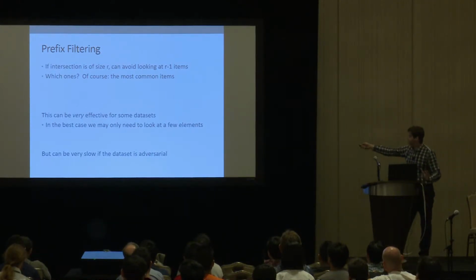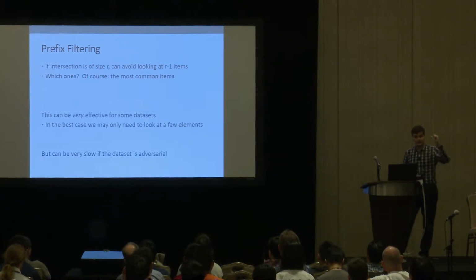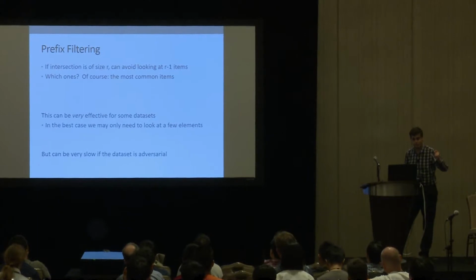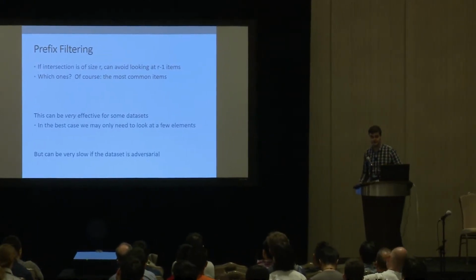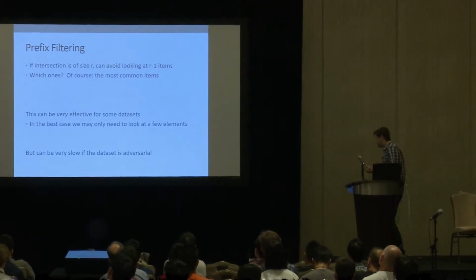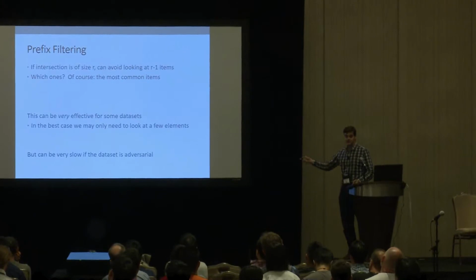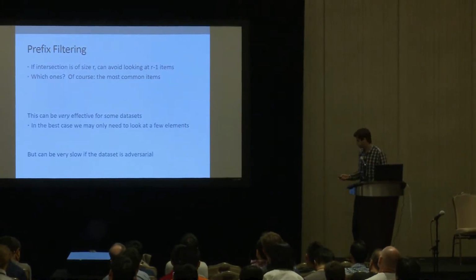Like I said, this can be very effective for some data sets. If you have these words like Hobbit that are very small and bring you right to the close point, in the best case, we may only need to look at a few elements, way better than this, quote-unquote small polynomial. But if the data set is adversarial, this can be very, very slow.